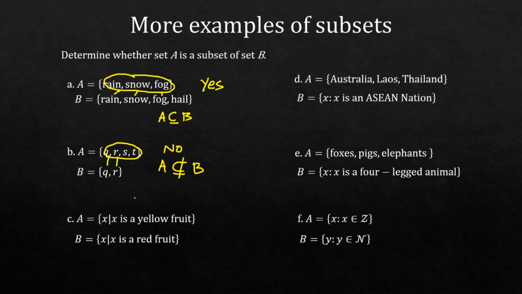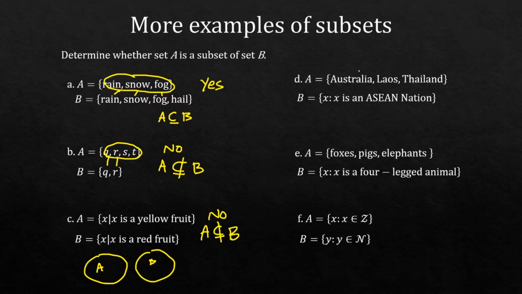How about this one? A is a yellow fruit, B is a red fruit. So this would be no because the sets are completely different. This is yellow fruit, this is red fruit. So that would actually be drawn like this. A is here, these are the red fruit. Well, A is yellow fruit, sorry, and B is the red fruit. So these are disjoint sets, which you'll learn later. So these are not subsets at all. So no. So A is not a subset of B.